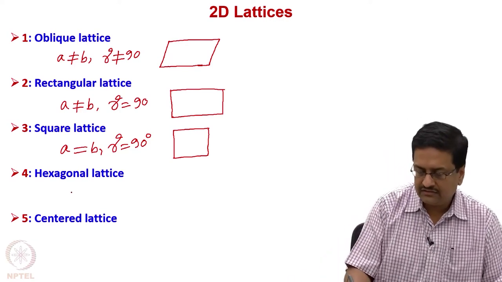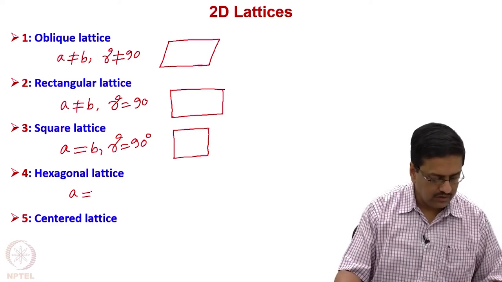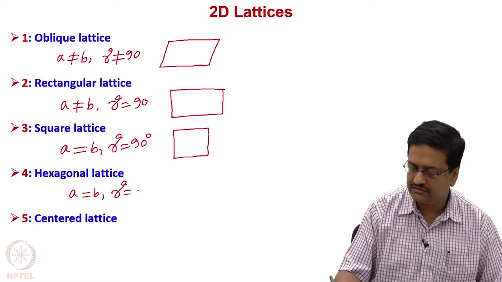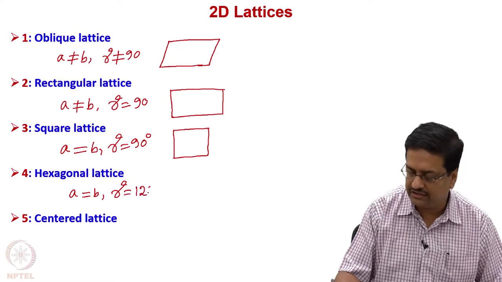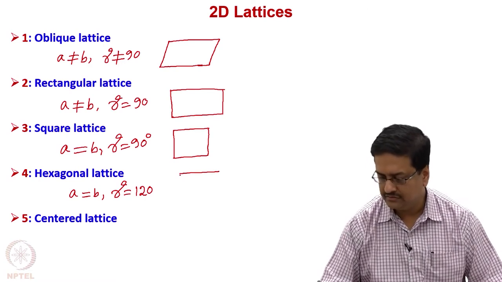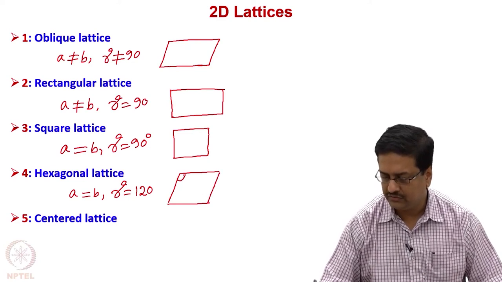The next one is hexagonal lattice, where a equal to b and gamma is not 90, but it is 120 degree. So in that case, the lattice would look like this, where the two edge lengths are same and the angle between the two is 120 degree.